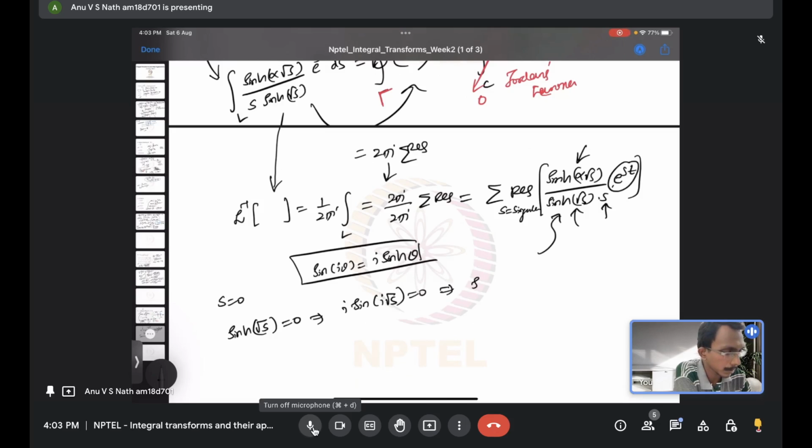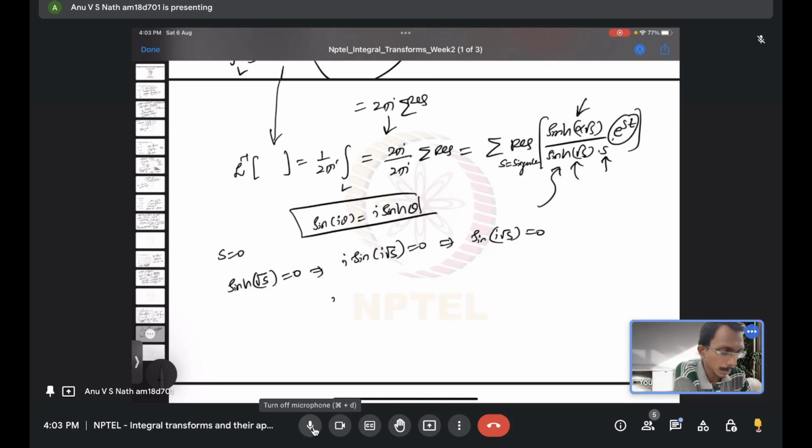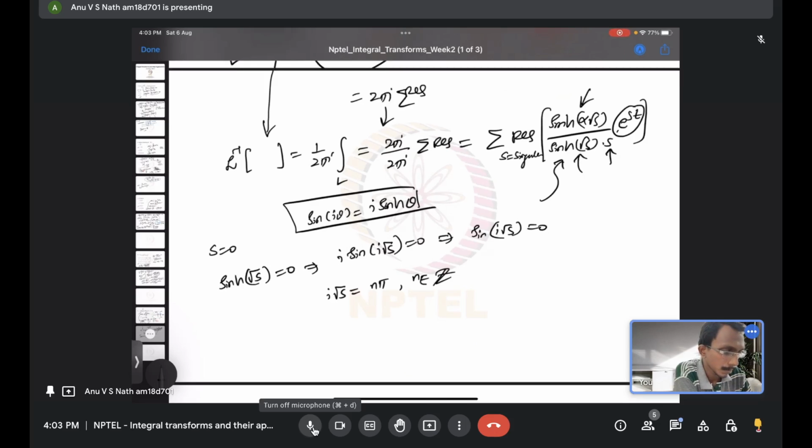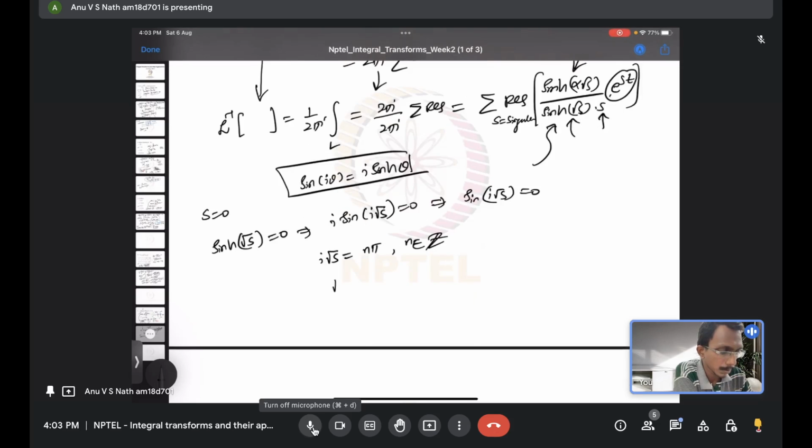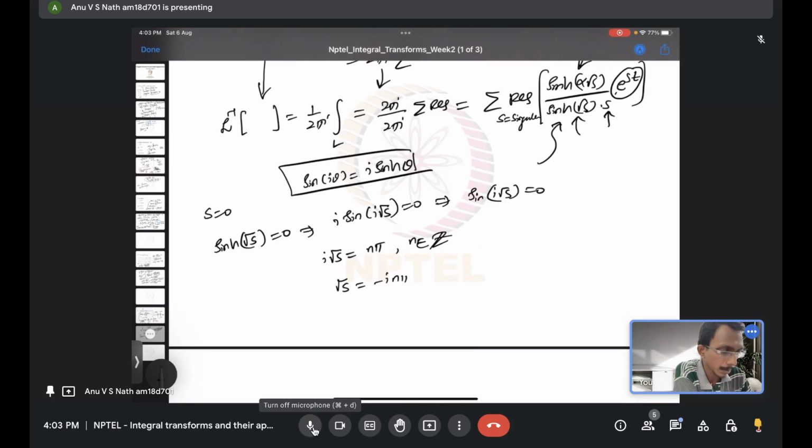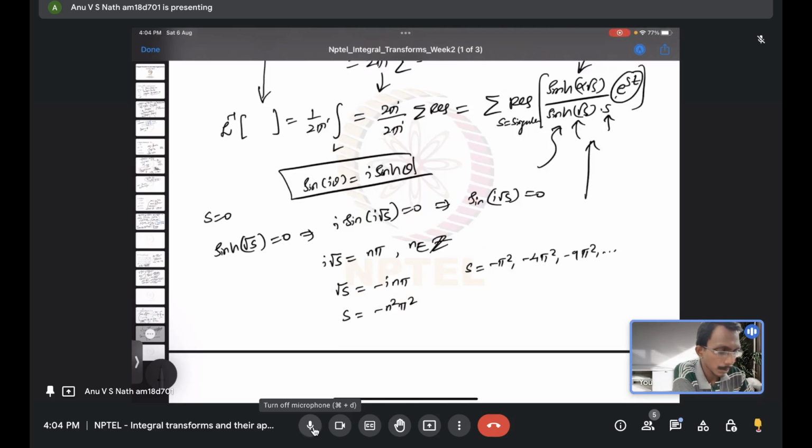So using that I can say sin(i√s) = 0. Whenever a sine is 0, that means i√s should be equal to nπ for n equal to integers. So that means this is going to happen at √s equal to -inπ, or s equal to -n²π². So when s equals -π², -4π², -9π², these values are all singular points for this particular function. So we have one singular point at 0 and another singular point at these values.